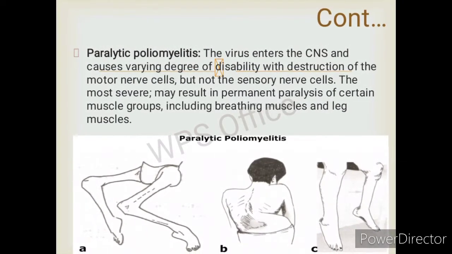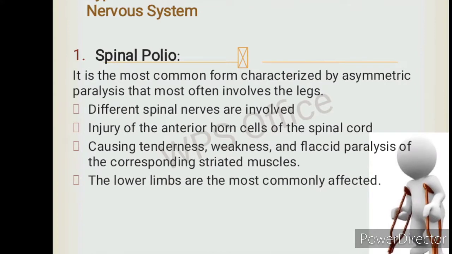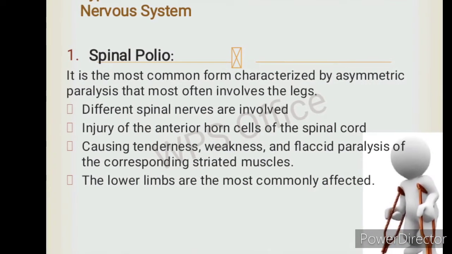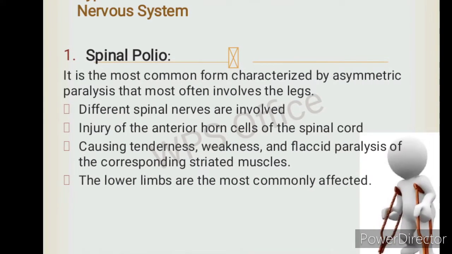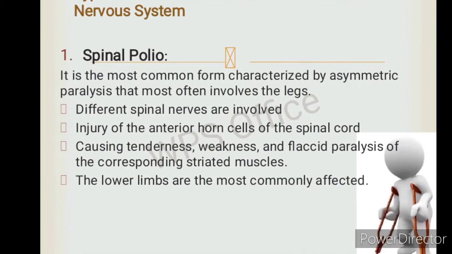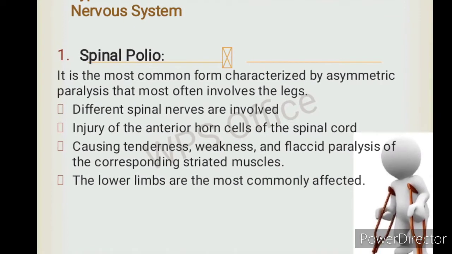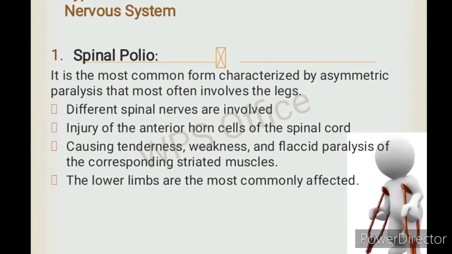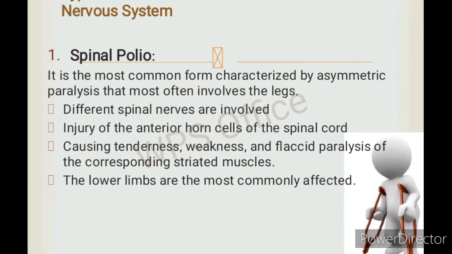Then, types based on the location in the central nervous system. The first one is spinal polio, the second is bulbar polio, and the third is bulbospinal polio. Spinal polio is the most common type, characterized by asymmetric paralysis.